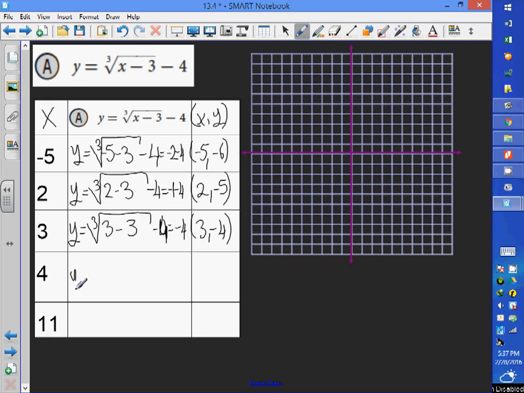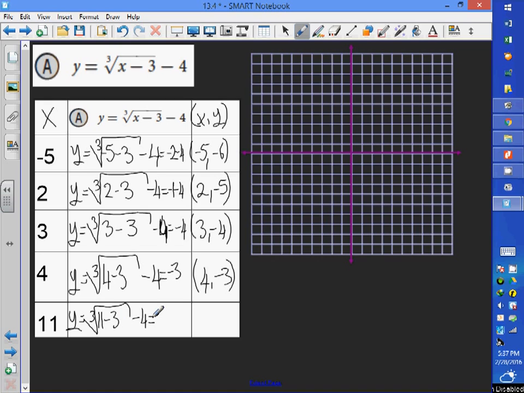And for 4, y equals the cube root of 4 minus 3, minus 4. 4 minus 3 is 1. The cube root of 1 is 1, minus 4 equals negative 3. So 4 goes with negative 3. The last one is 11. Y equals the cube root of 11 minus 3, minus 4. 11 minus 3 is 8.